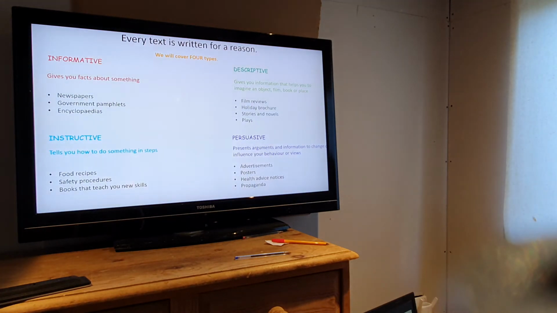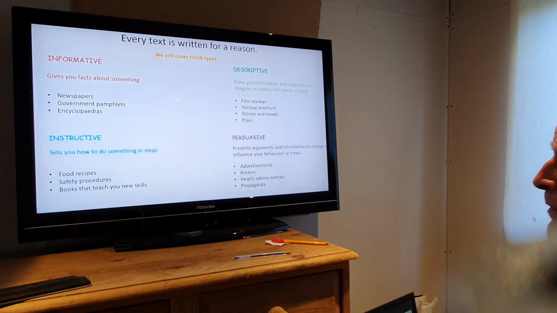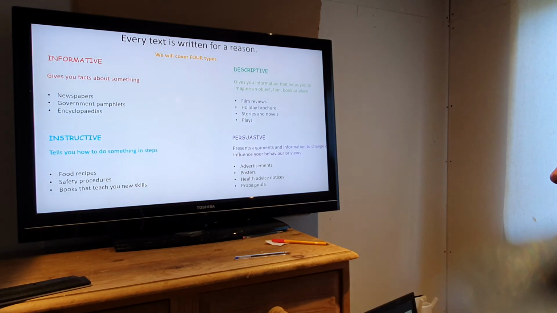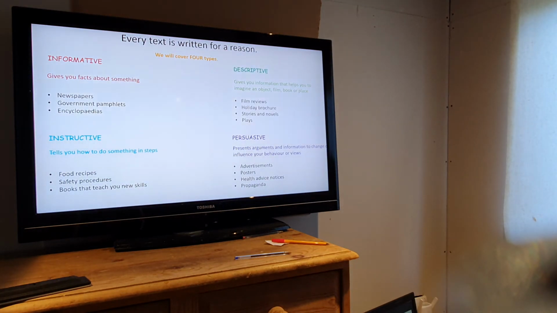Then you've got instructive. Instructional texts tell you how to do something, usually in steps. So a recipe or procedures for safety, books to teach you something. Then we've got persuasive, which presents arguments. It gives you information and it aims to influence you, to change your views or to make you think in a certain way. You can find persuasive writing in adverts, posters, maybe health advice notices, and definitely in propaganda.